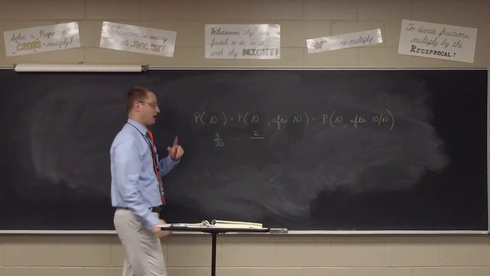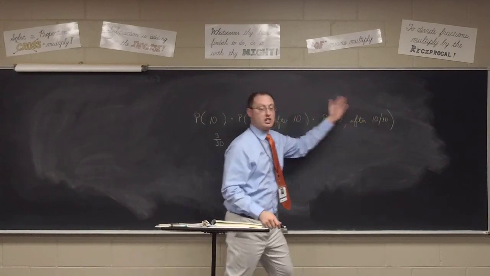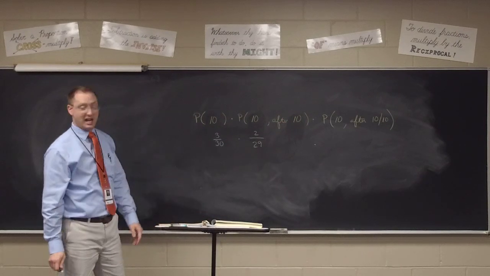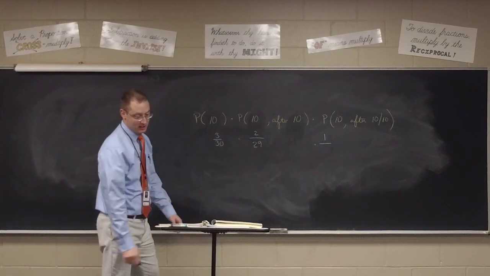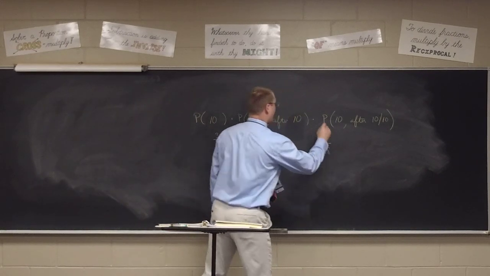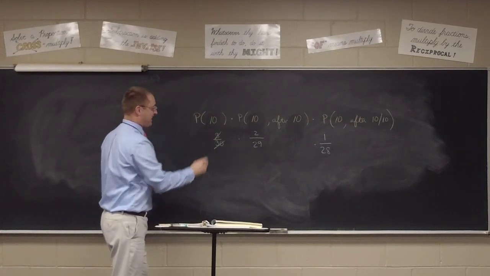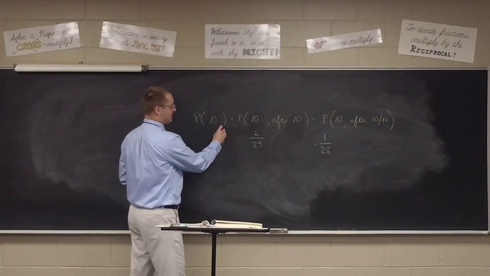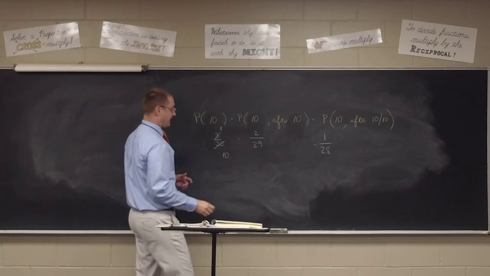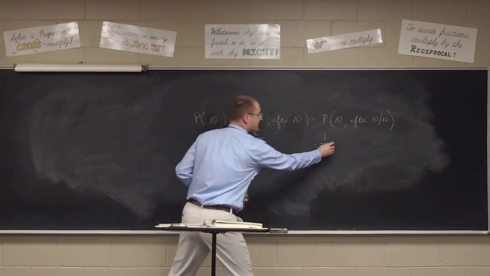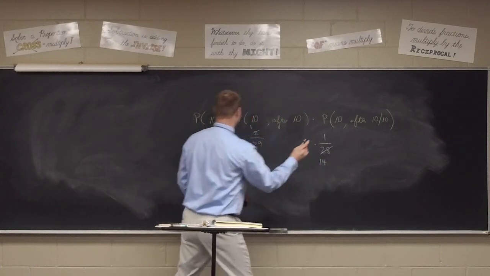And then, Joshua, after we've already drawn 2 10s, we want another 10. How many 10s are still left in the deck? Only 1. How many total cards still in front of us? 28. Okay, so let's reduce. The 3 and the 30 gives us 1 to 10. I can cancel the 2 with the 28 to get 1 to 14. So the top is easy.